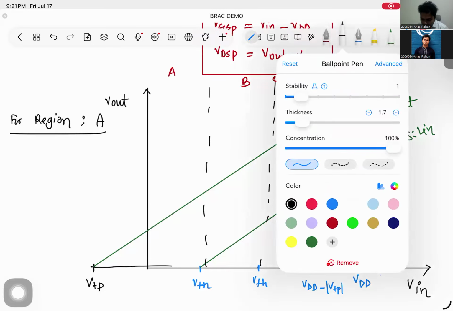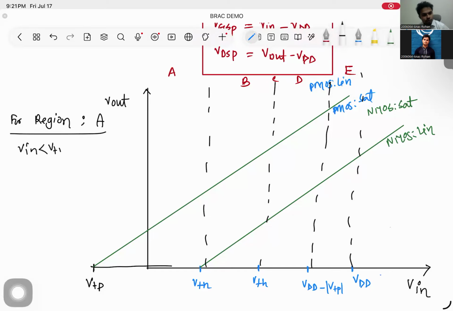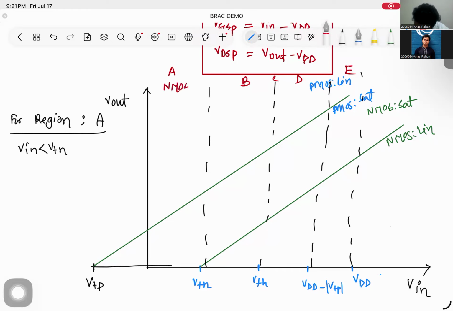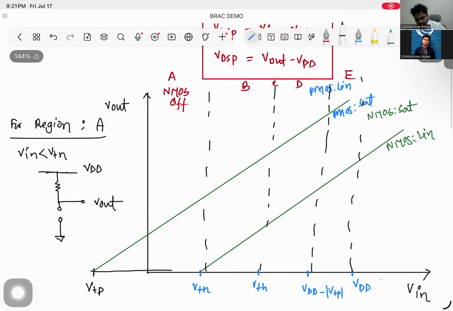We know in region A the input voltage is less than the threshold voltage of the NMOS. So our NMOS is off. In this region our NMOS is turned off, so we can model the overall CMOS inverter as the PMOS being a resistor and the NMOS being open circuited. So the output voltage will be exactly equal to VDD. This is our output voltage when our input voltage is less than V threshold.